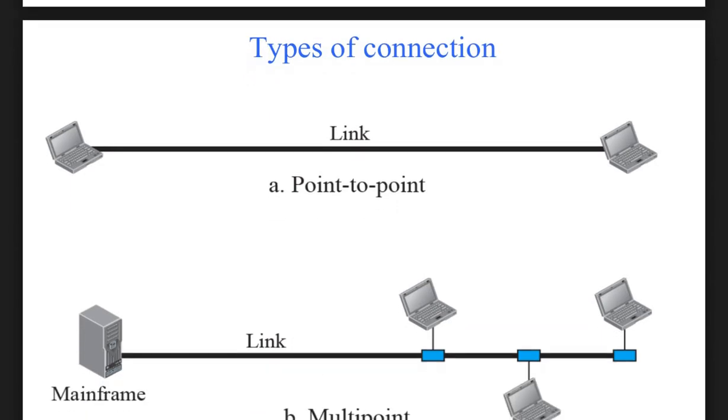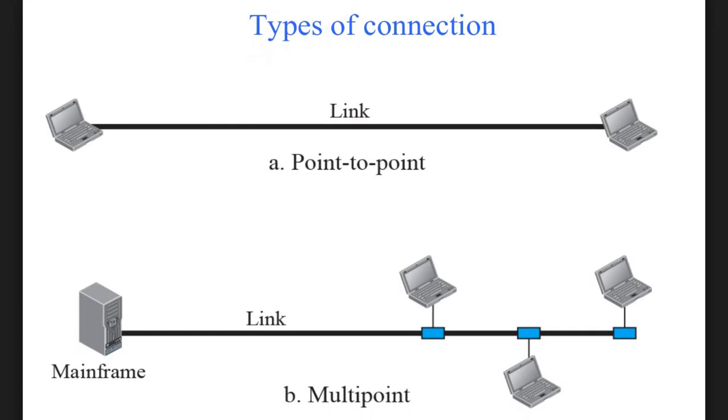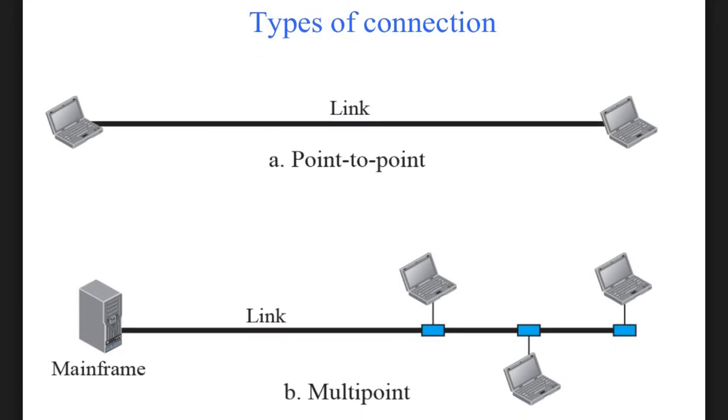The types of connection we have are two: one is point to point and one is multipoint. Point to point means direct, just like a bus from Bangalore to Kashmir. Multipoint means in between you will get so many other points also; that we call multipoint. So the types of connection are point to point and multipoint.